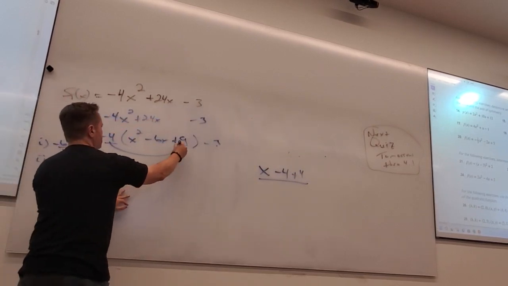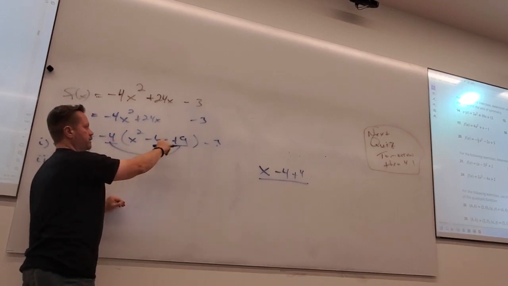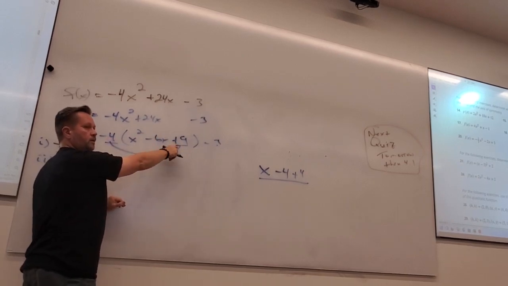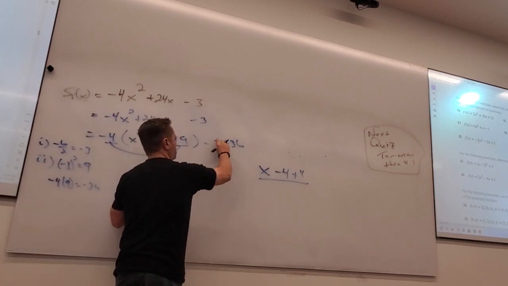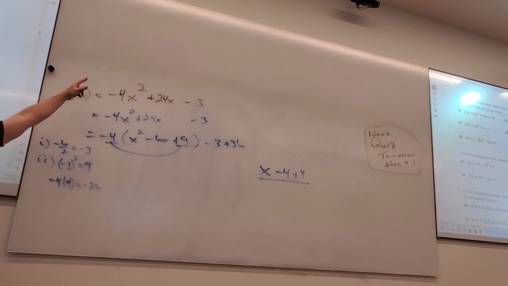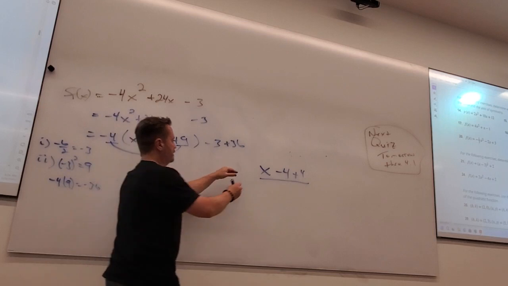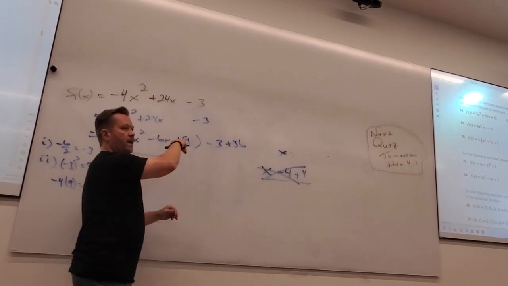What did I just do when I put a plus 9 there? What did I just do to the equation? I just subtracted 36, so I better add 36 so I don't change the problem. Okay. That is still the same problem as it was. Same way as this is still x, it just looks more complicated, correct? In fact, this would be stupid because this doesn't help me. This helps me. How does that help me?